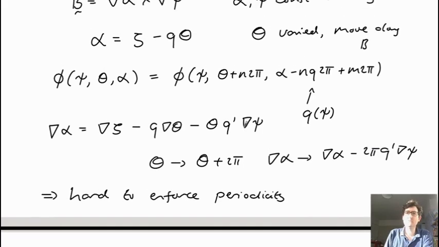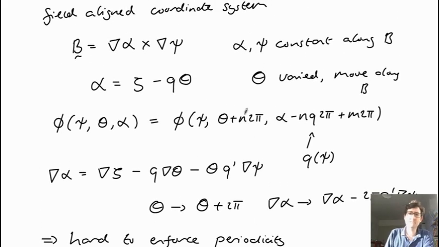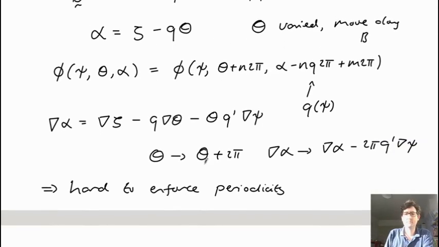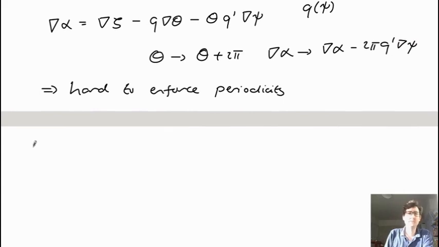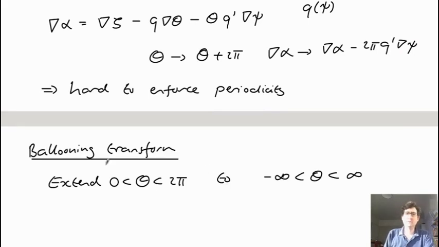So instead what we do is use the ballooning transform. We essentially produce a function which, instead of going from 0 to 2 pi in theta, goes from minus infinity to plus infinity. Then we use the ballooning transform to create a new function which is periodic. This is quite a clever idea, and it makes the whole process much easier. So we're taking a function which is periodic from 0 to 2 pi in theta, and extending it from minus infinity to plus infinity.